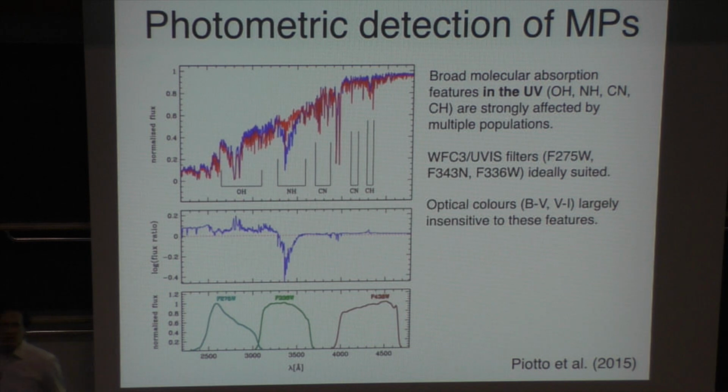You don't have those absorption bands further into the optical and red. So if you just make a B minus V or V minus I color magnitude diagram, for most globular clusters you're not really going to see anything, except for the ones that have these large helium abundance variations. But that's not all the clusters. In most clusters, the helium abundance variation is actually relatively minor. In that sense, omega Cen and 2808 are sort of a bit exceptional. That's the photometry.